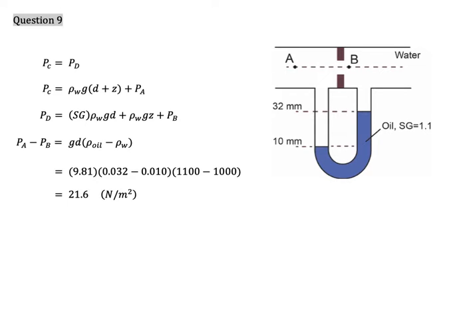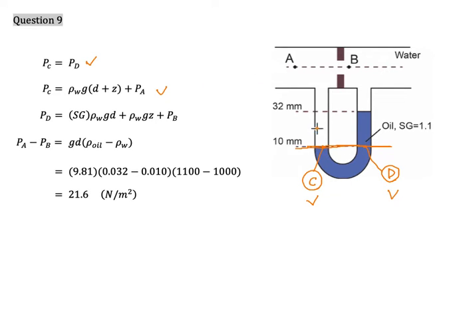According to this diagram, we could draw a line here. This is point C, for example, and this is point D. Then according to Pascal's law, we could say that PC is equal to PD. Then we could calculate the pressure for C and D as shown here.